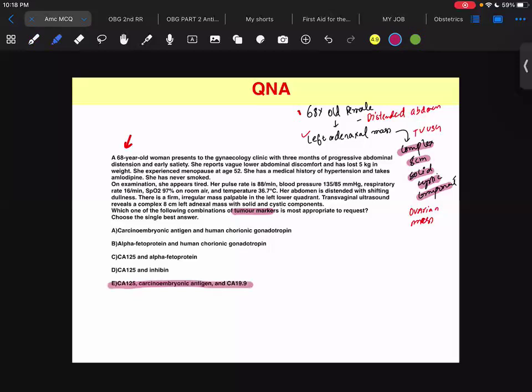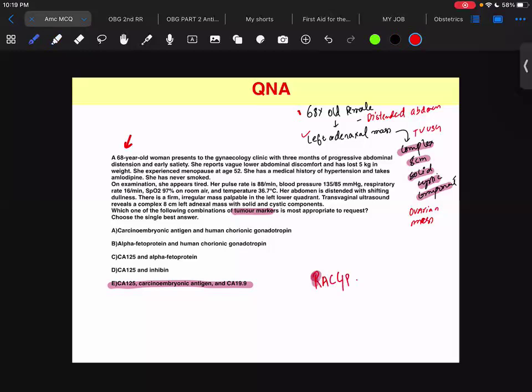CA125, CEA, and CA19.9 should be checked in every patient who is suspected to have a complex ovarian mass, giving the characteristics of malignancy, a malignant ovarian mass. What are the three things which are very important for such cases? CA125, CEA, and CA19.9 according to RACGP.